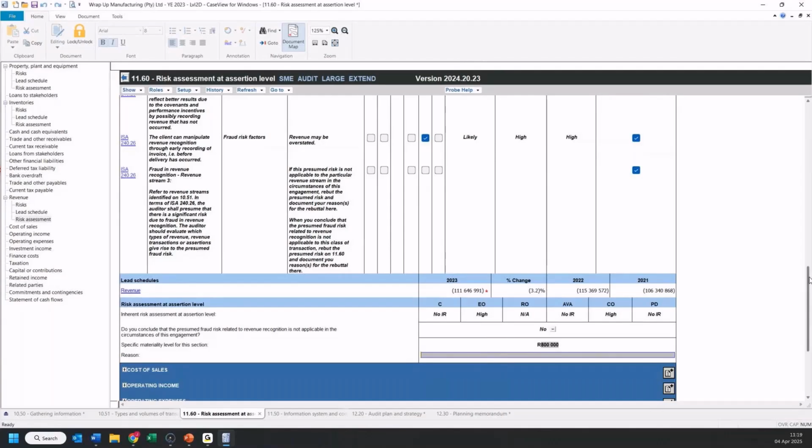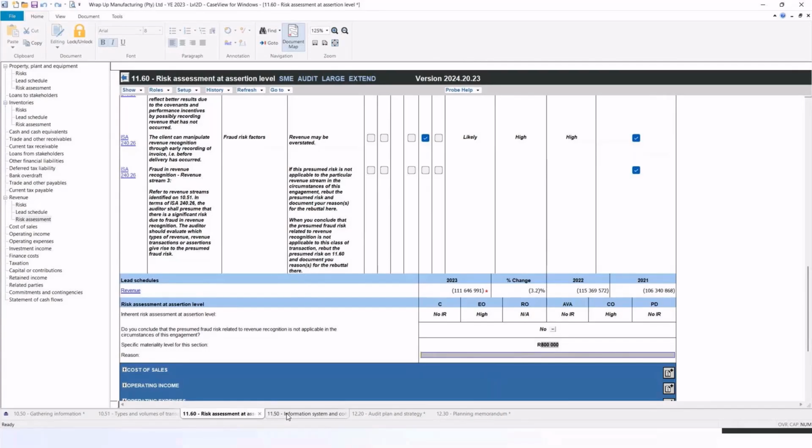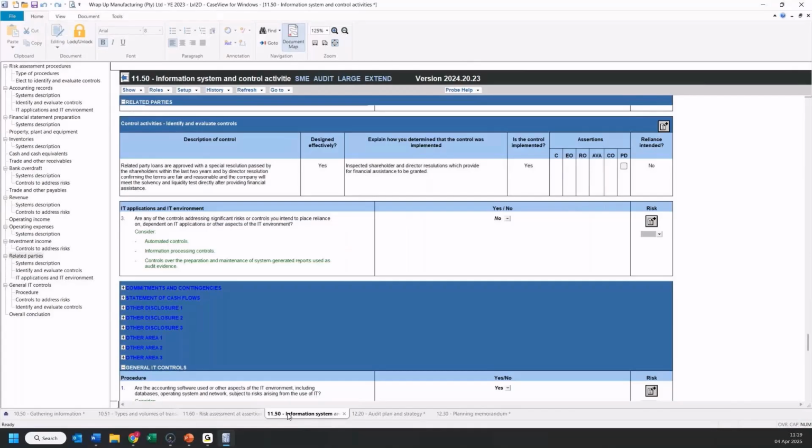Okay, so that's revenue, and that is in the 1160 risk assessment at assertion level. Now, next up in our document is to go to the information system and controls. So that is the direct controls related to revenue.